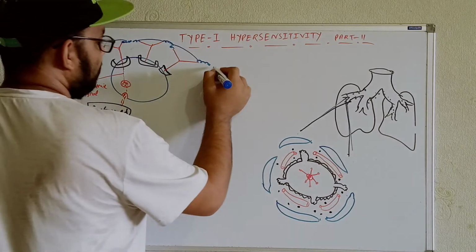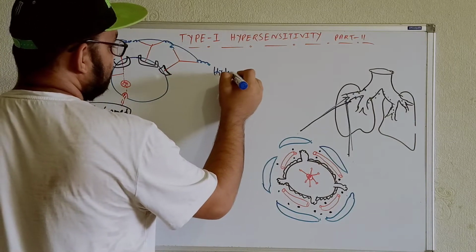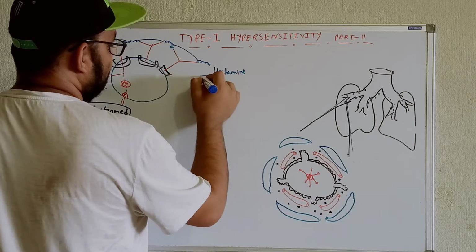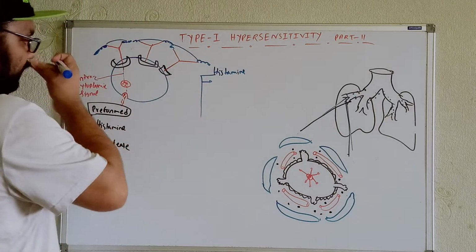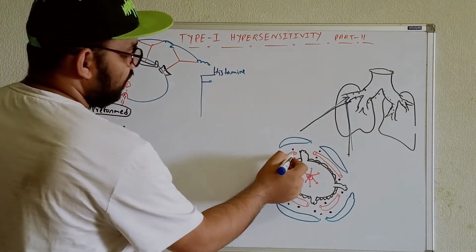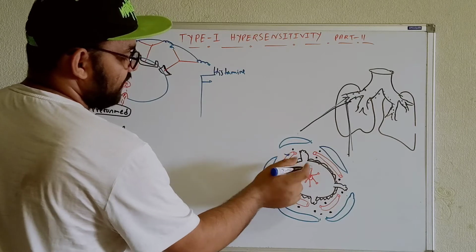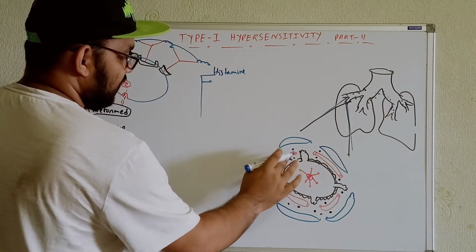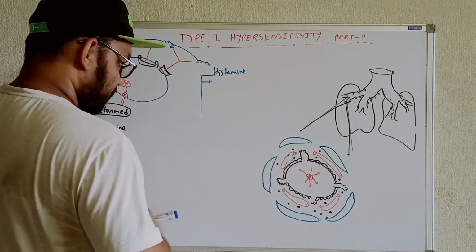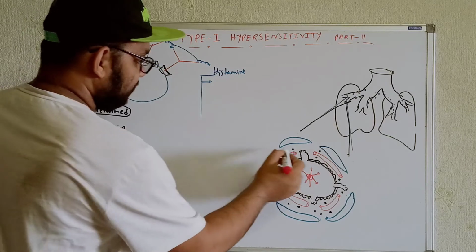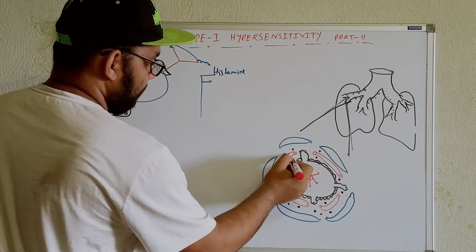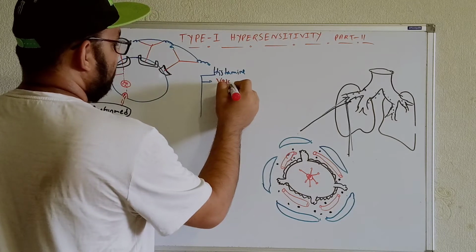What is the function of the histamine? The first thing, histamine will go around the blood vessels, and they will cause vasodilation. Let me show over here. First we will get the vasodilation.